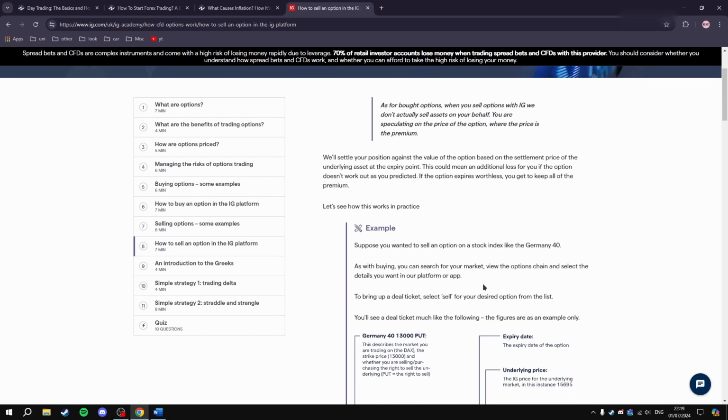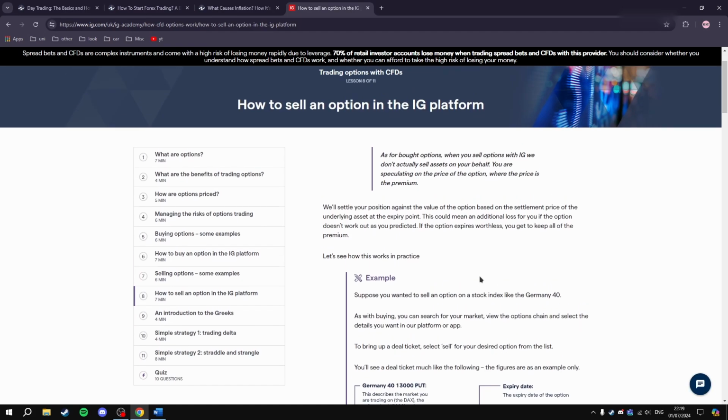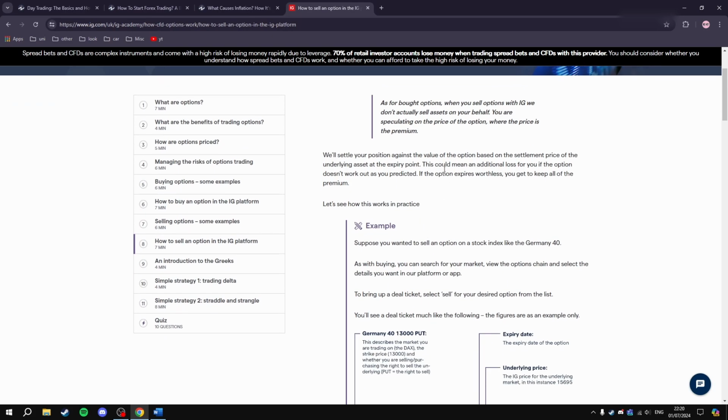So now we're on to how to sell an option in the IG platform. As for bought options, when you sell options with IG, we don't actually buy or sell assets on your behalf. You're speculating on the price of the option, where the price is the premium. We'll settle your position against the value of the option based on the settlement price of the underlying assets at the expiry point. This could mean additional loss for you if the option doesn't work out as you predicted. If the option expires worthless, you get to keep all the premium.